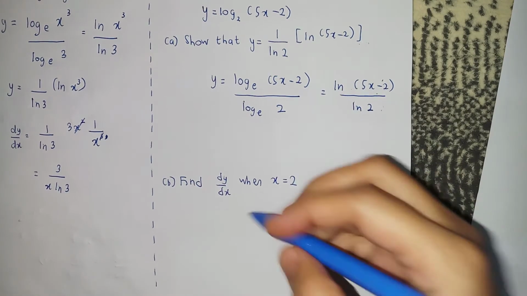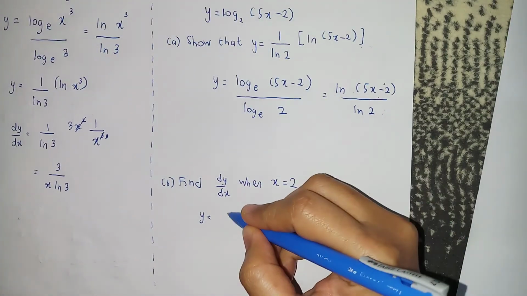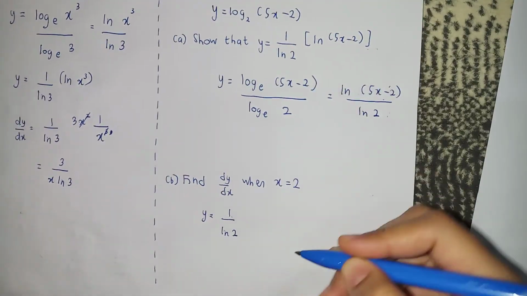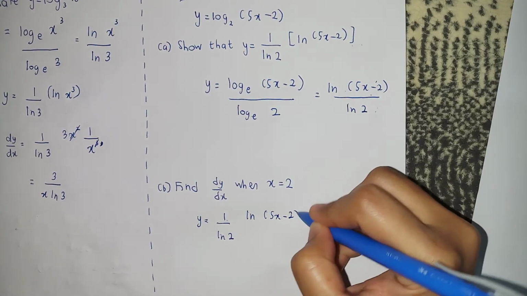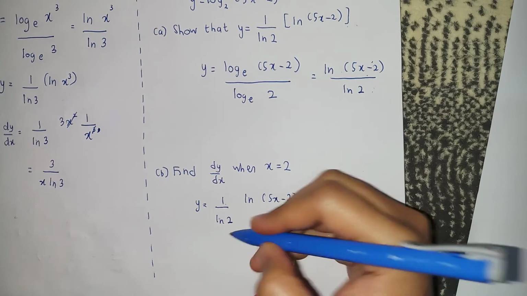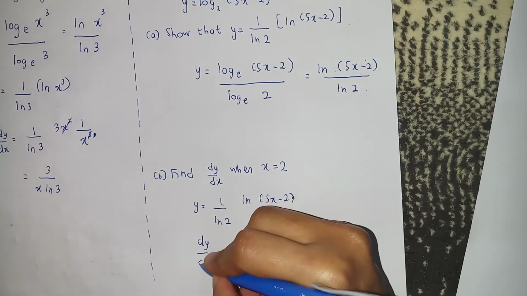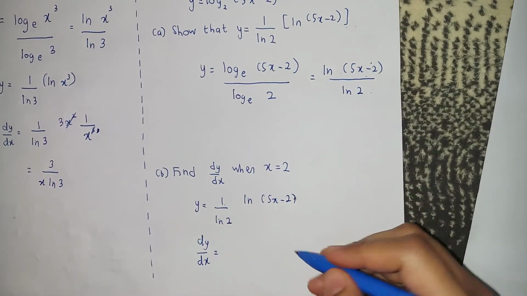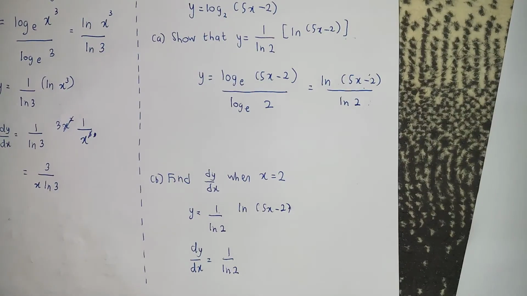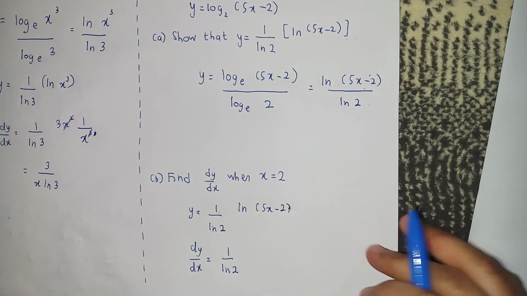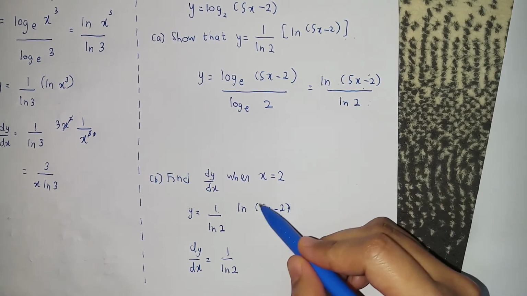Okay, we want to differentiate that. Our y now is equal to 1 over ln 2 times ln(5x minus 2). We want to find dy/dx. So dy/dx equals, 1 over ln 2 remains in front because that is just a constant. Now let's differentiate ln(5x minus 2).